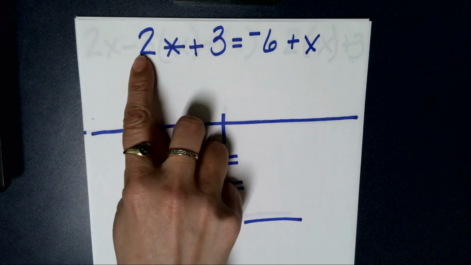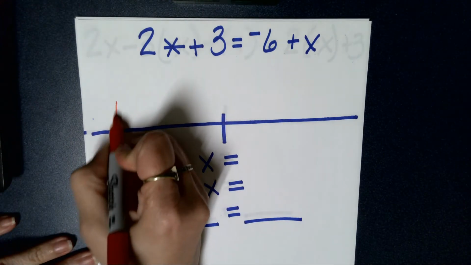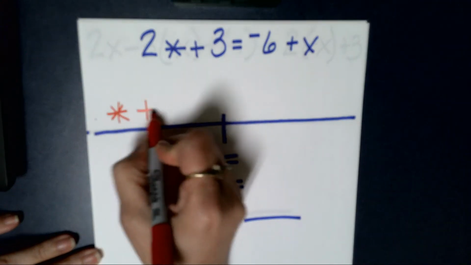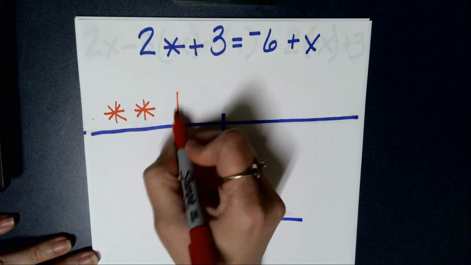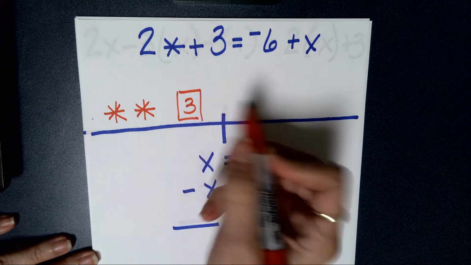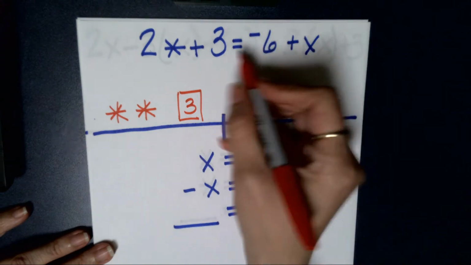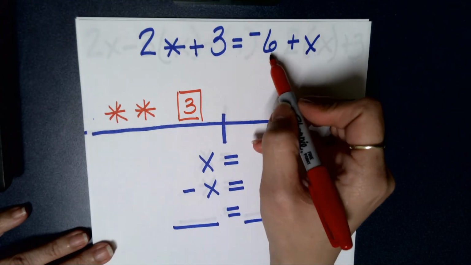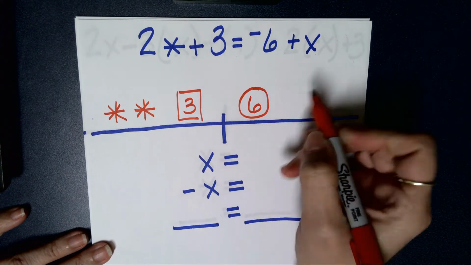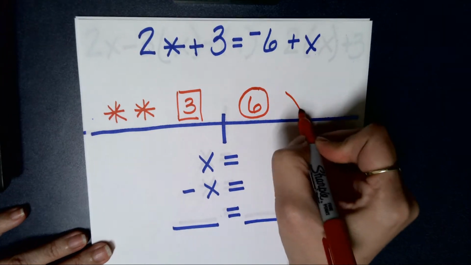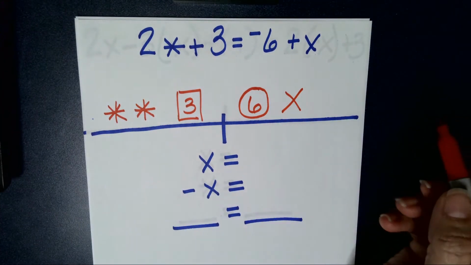So to start with, I have two stars, and I'm going to draw that out as one star, two stars, and a positive 3 is going to go in a box. So this is two stars plus 3. And on the other side we have negative 6, and a negative is going to go in a circle. And then we have an X. So this is how we're going to show what we're doing.